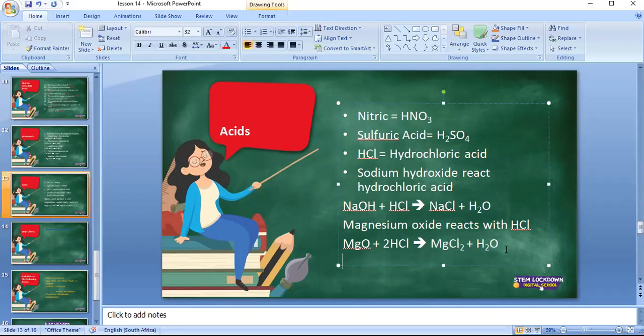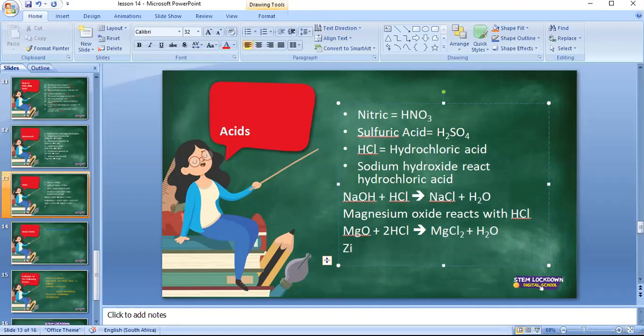So we've got zinc, just zinc, reacting with sulfuric acid.